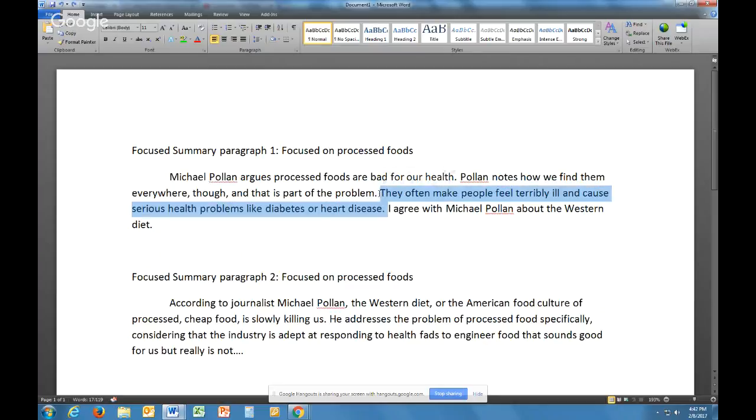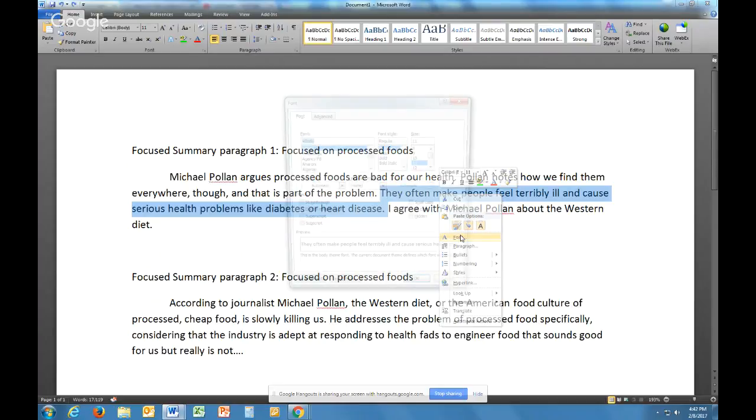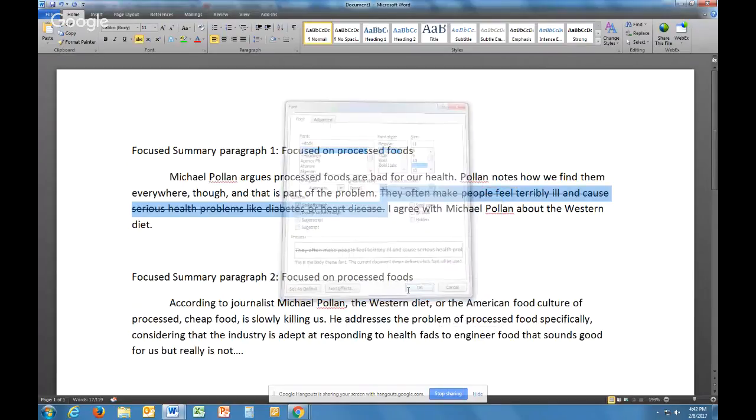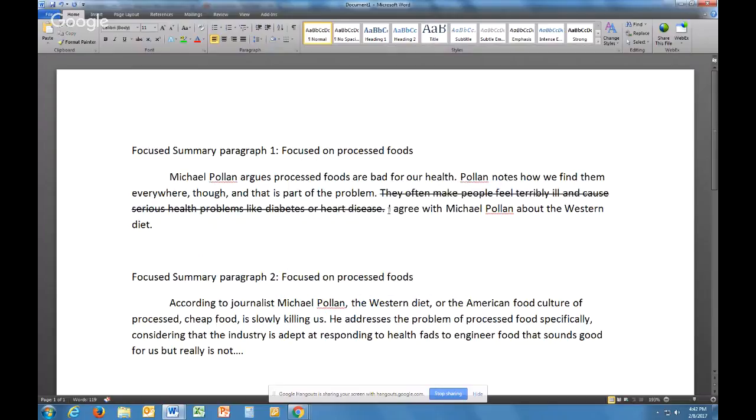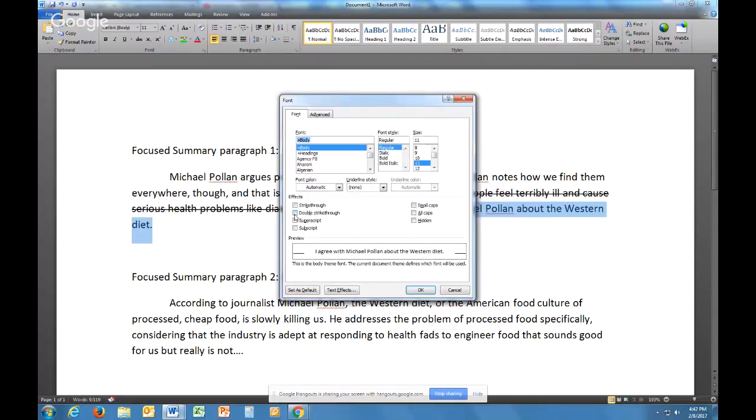So this one I would take out and rework it. I would go back to the book, go back to the article, and make sure I'm thinking about very specific sentences from the article that I'm trying to put in my own words. And then this is, I agree with Michael Pollan. You don't agree in the actual summary. So you want to take that out. At this stage, you're not agreeing or disagreeing.